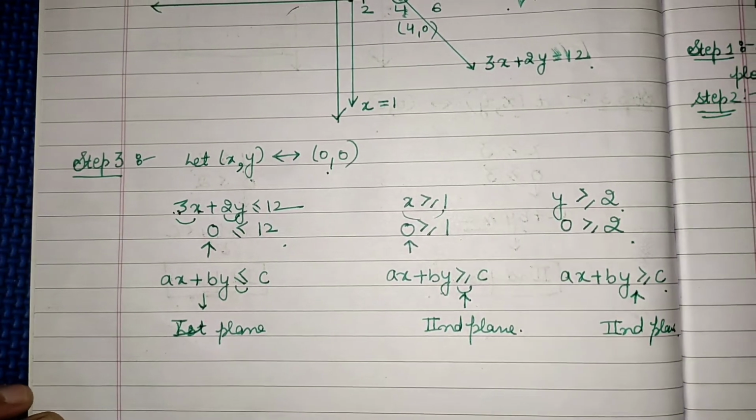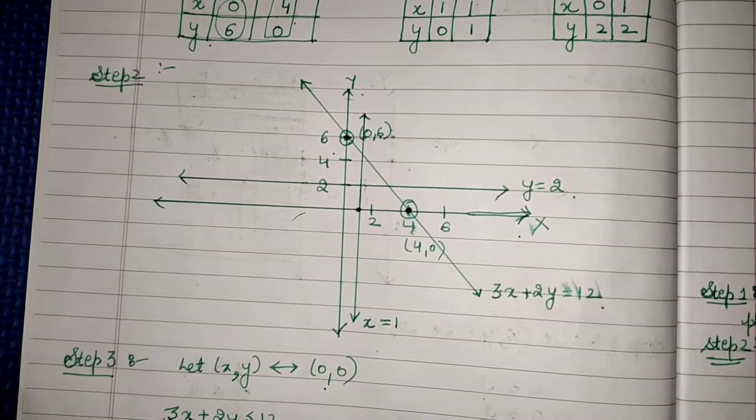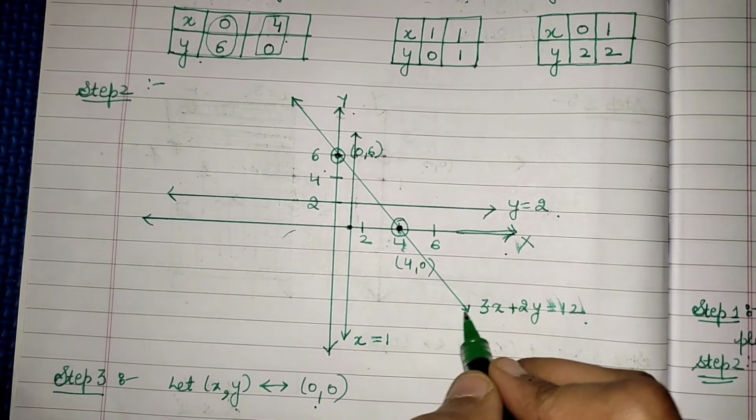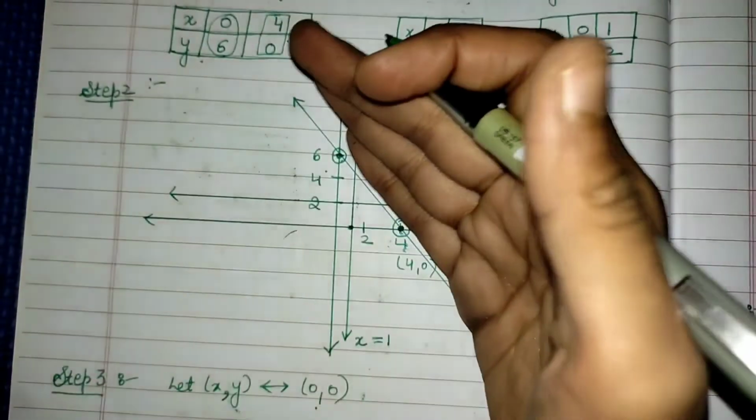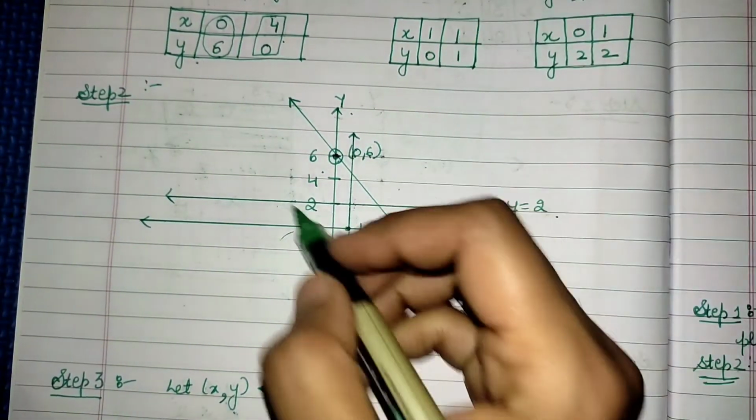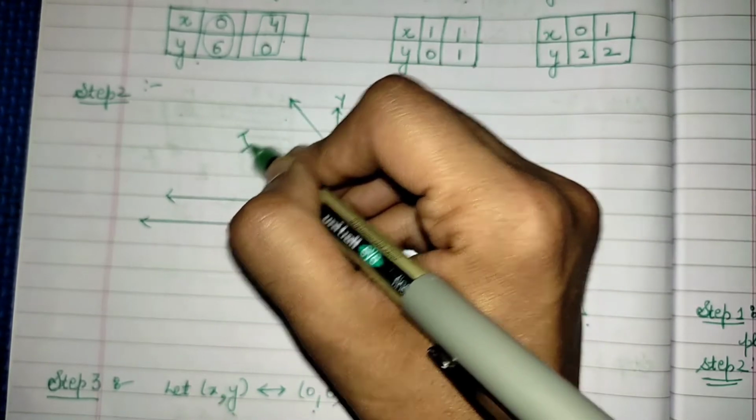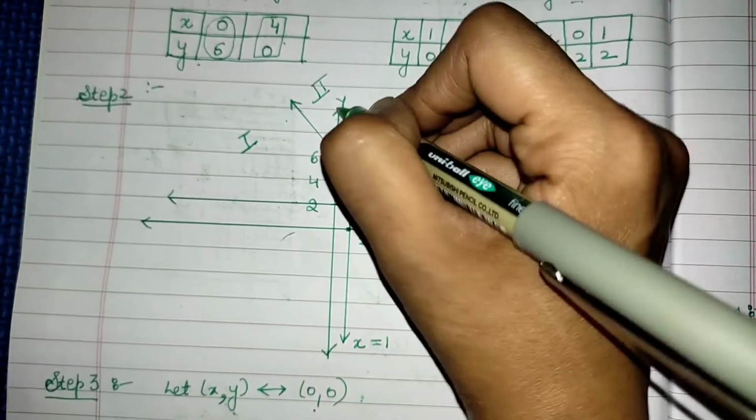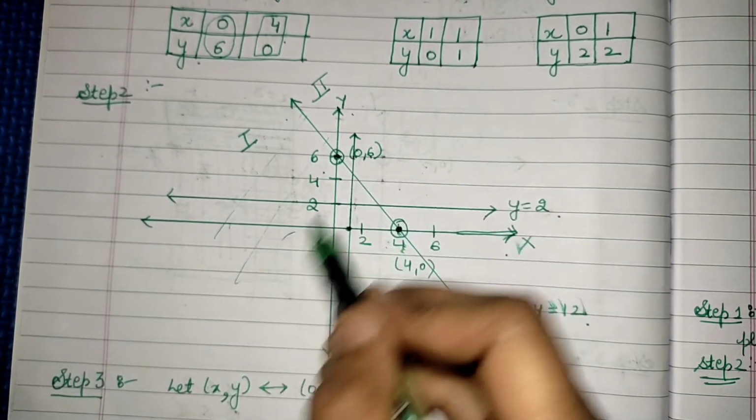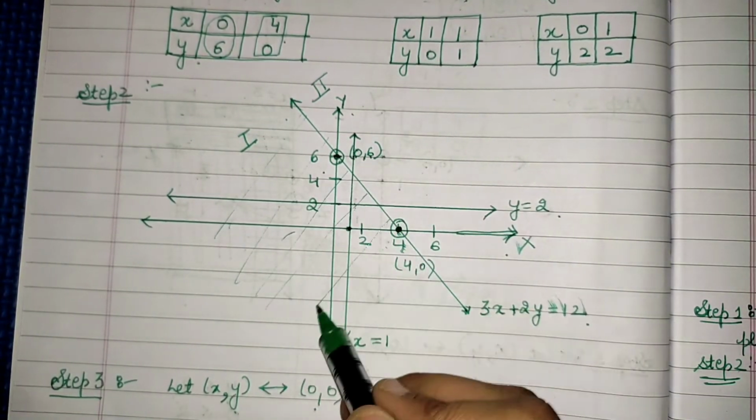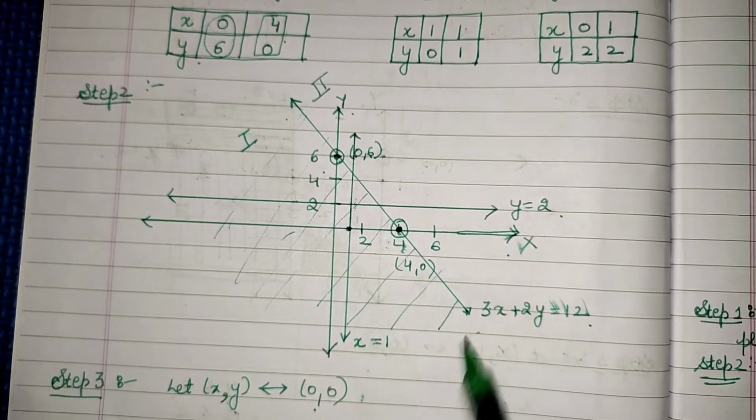Okay, so now what we will do, we will check out where the solution will be. So for this line, my solution is in the first plane. So where is my left hand side? Left hand side is this and right hand side is this side. So for this line, this will be my first plane and this will be my second plane. Means this complete part is going to be my solution for this line.